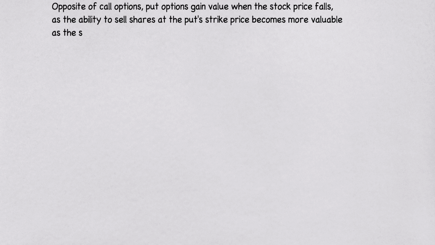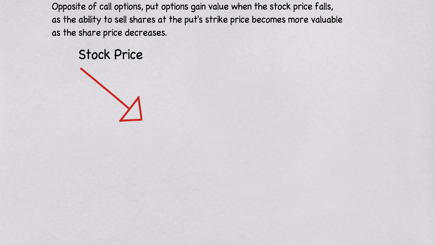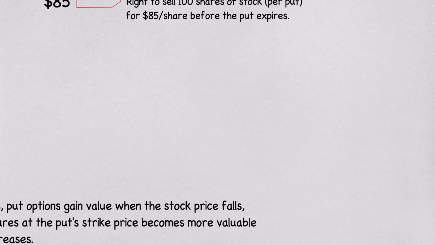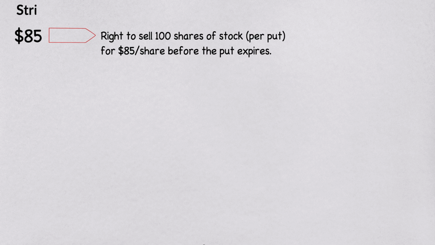Now, as you might have guessed, this is exactly the opposite of call options, because put options gain value when the stock price falls, as the ability to sell shares at the put's strike price becomes more and more valuable as the share price decreases. So with put options, as the stock price decreases, the put option's value will increase. To illustrate why this makes sense, let's look at an example.